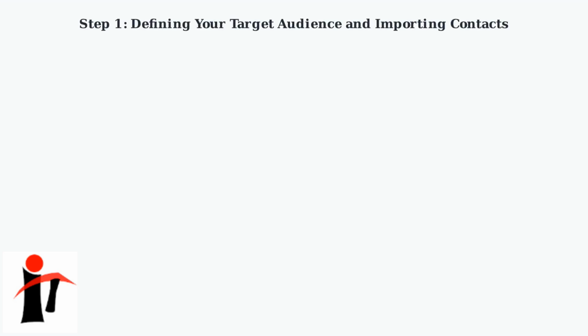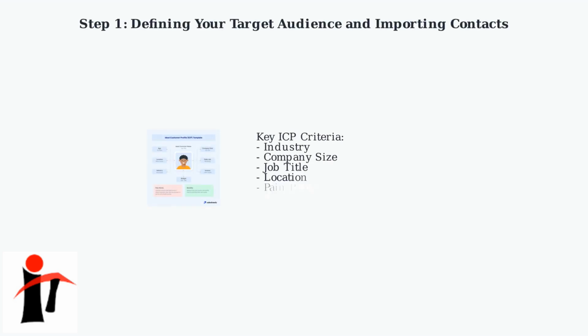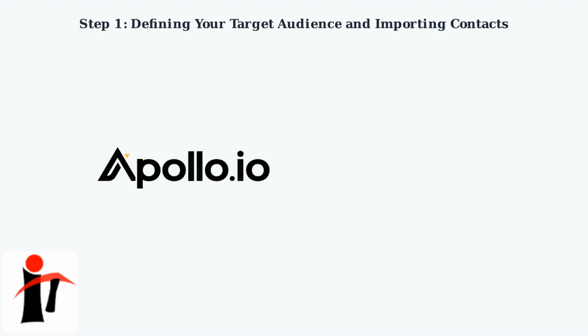The first step in setting up an effective Apollo.io sequence is to clearly define your ideal customer profile, or ICP. This is a detailed description of the type of customer who would benefit most from your product or service. Once you have defined your ICP, the next step is to import relevant contacts into Apollo.io.